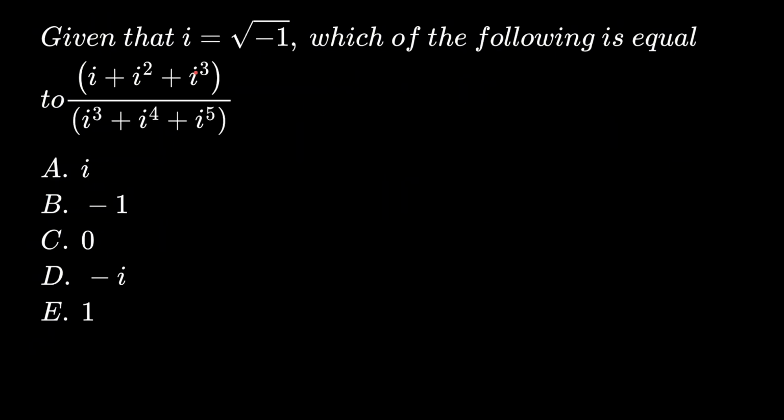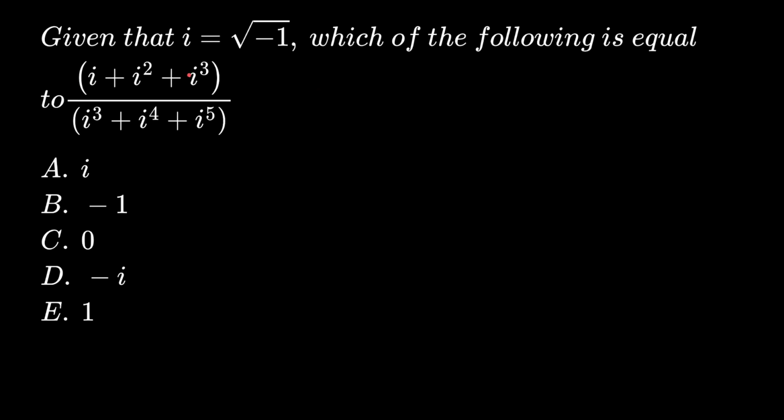Moving on, given that i is equal to the square root of negative 1, which of the following is equal to this whole mess, the numerator being i, the quantity of i plus i squared plus i cubed, all over the quantity of i cubed plus i to the fourth plus i to the fifth. I personally love this question because it looks extremely hard, but actually it's extremely easy if you know what the first step is. And the first step, I hope you know what it is, finding the greatest common factor.